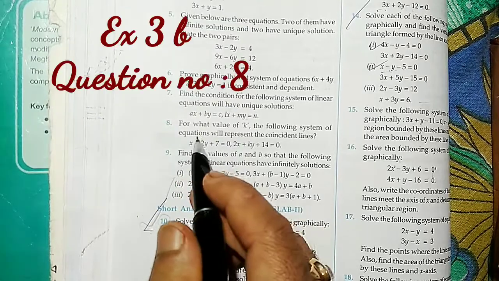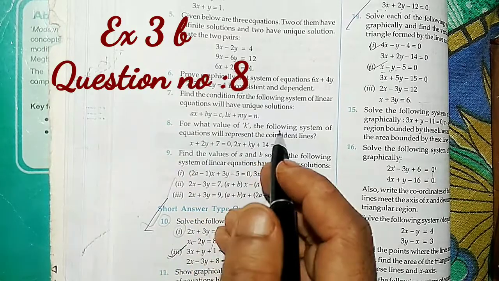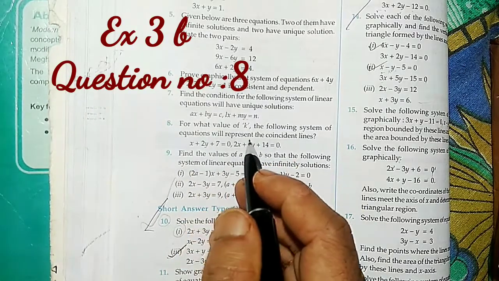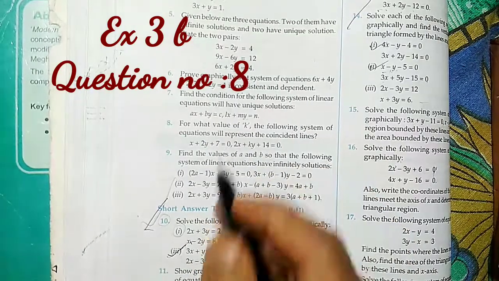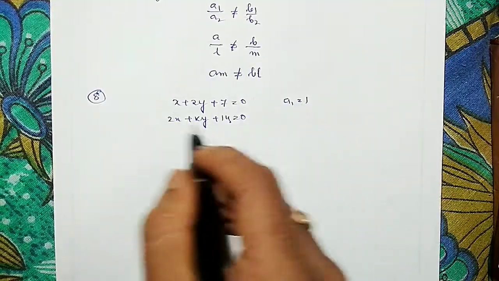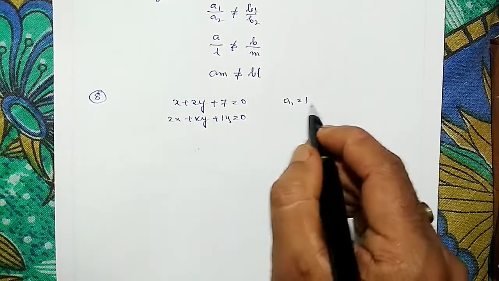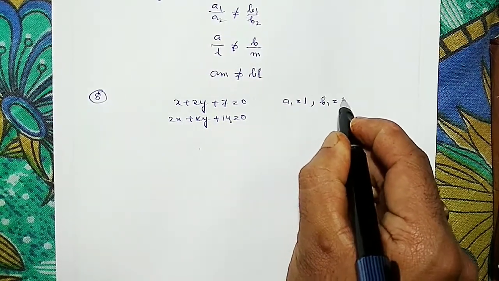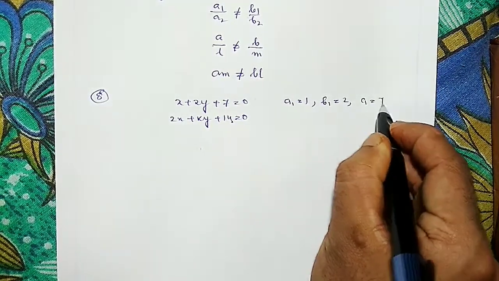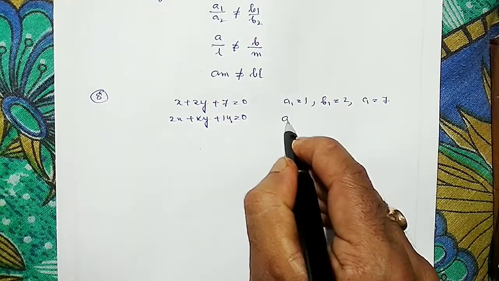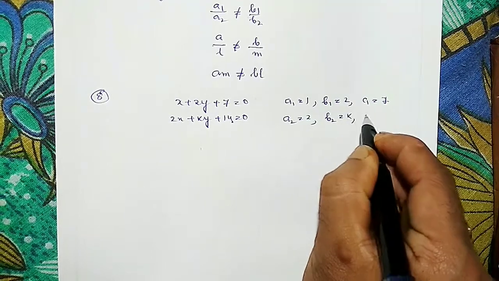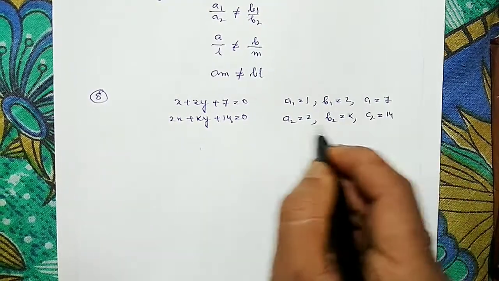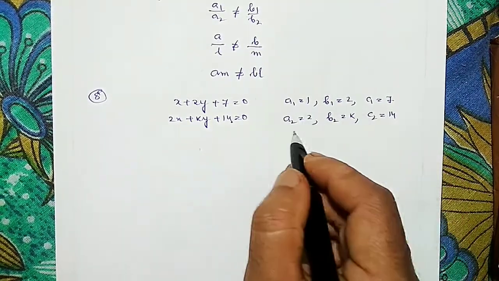Now in question number 8, for what value of k will the following system of equations represent coincident lines, and these are the equations. Here we can write a1 is 1 because the coefficient of x is 1, b1 equals to 2, and c1 equals to 7. And here a2 equals to 2, b2 equals to k, and c2 equals to 14. So we got a1, b1, c1, a2, b2, c2.